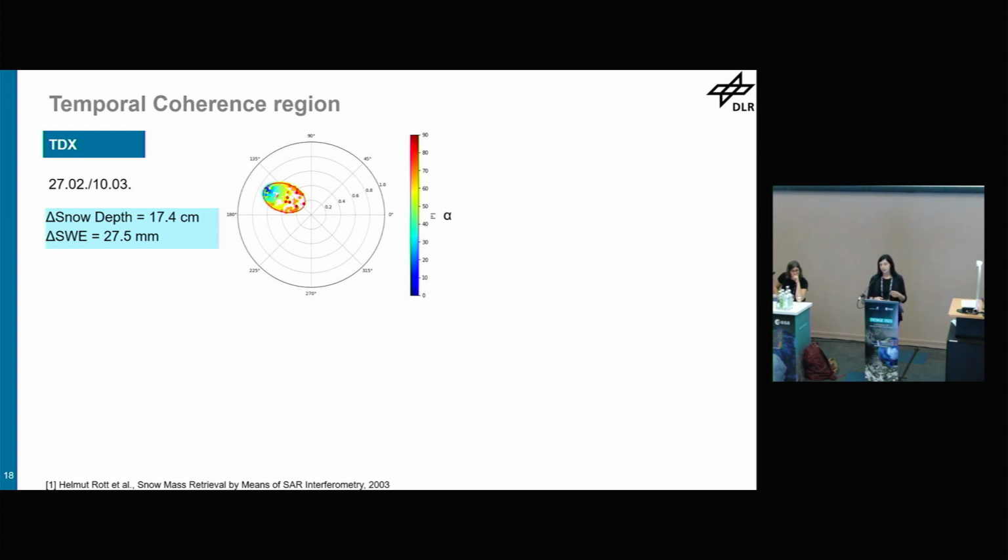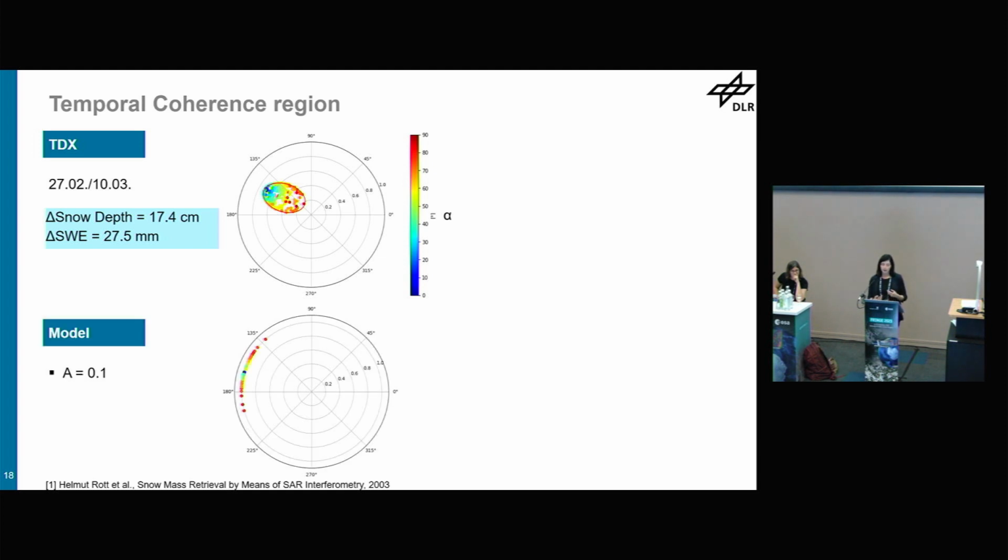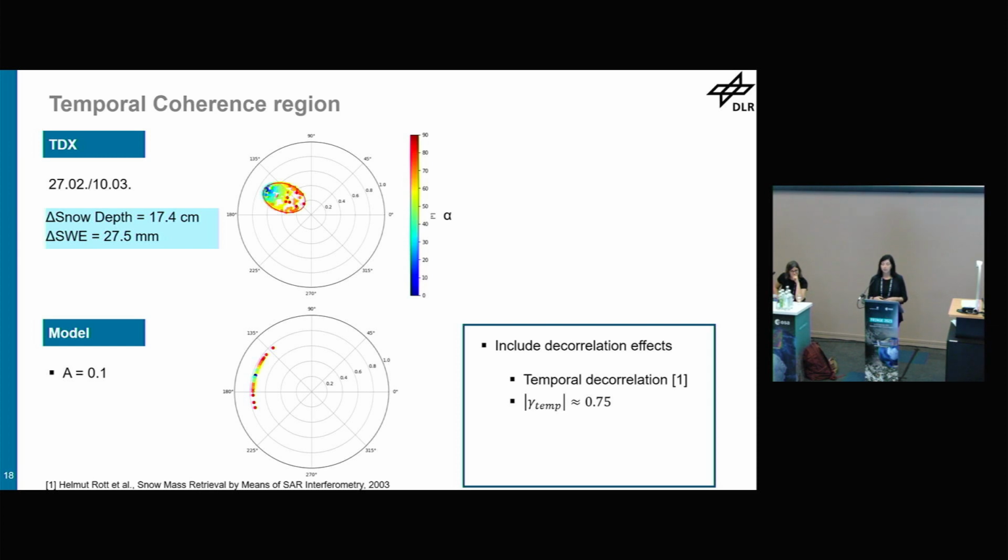And by using now the snow depth and SV changes, and assuming an anisotropy of 0.1, the model would produce the following coherence region. And to make it more realistic, we wanted to include decorrelation effects. The first is the temporal decorrelation, which results from a non-uniform snow accumulation in the resolution cell, and here it's a constant shift of 0.75. And the second decorrelation effect is the SNR decorrelation. Here, by assuming a noise of minus 10 dB, we would obtain the following coherence region.